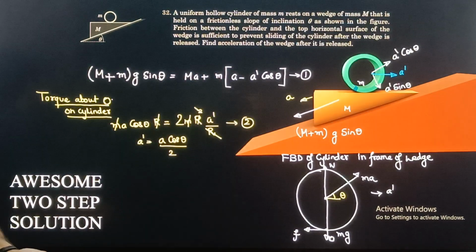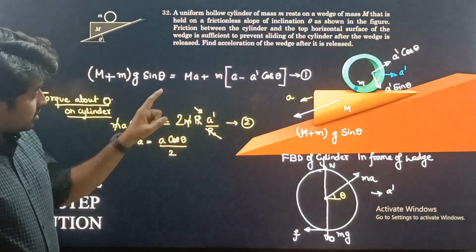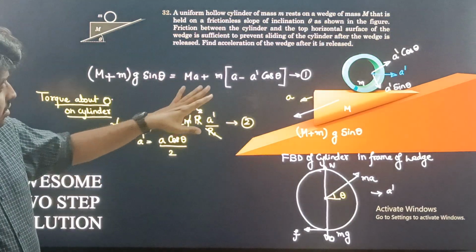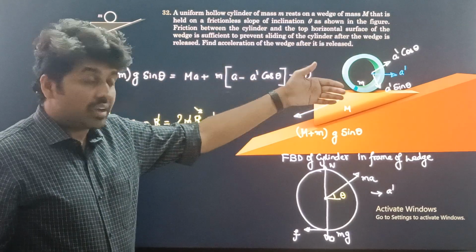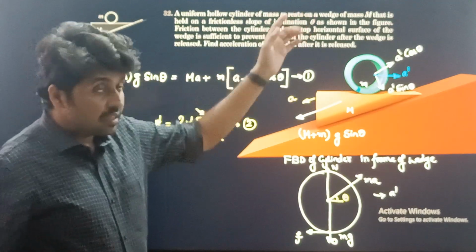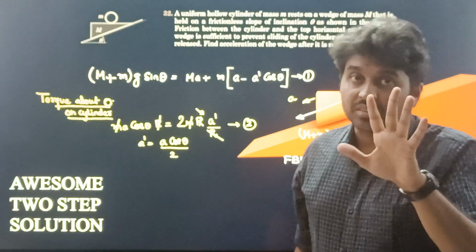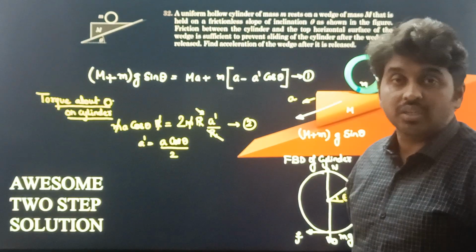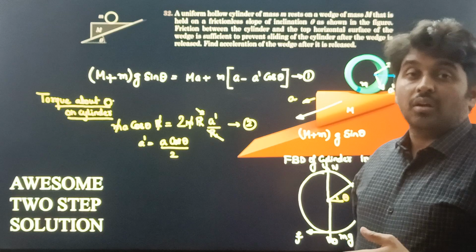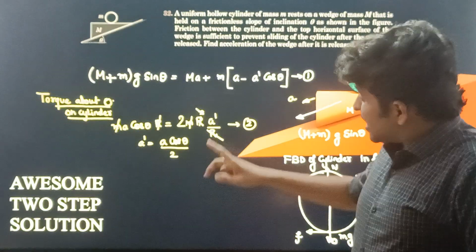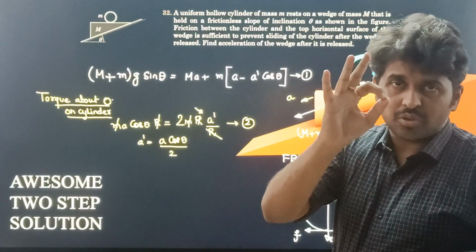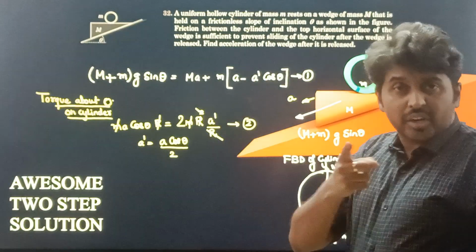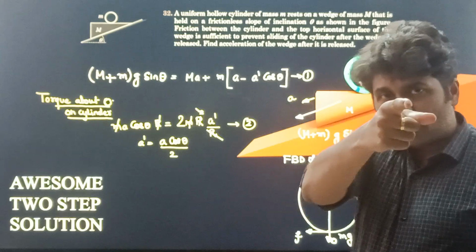See, the advantage of this method is we have eliminated the friction force completely, we have eliminated the normal reaction completely. In the previous method, we had taken 5 steps, and lots of calculations. There could be a lot of chance of silly mistakes, but in this method, just 2 steps. Awesome solution, superb solution, and this method will get you to the top. See you all in the next video.